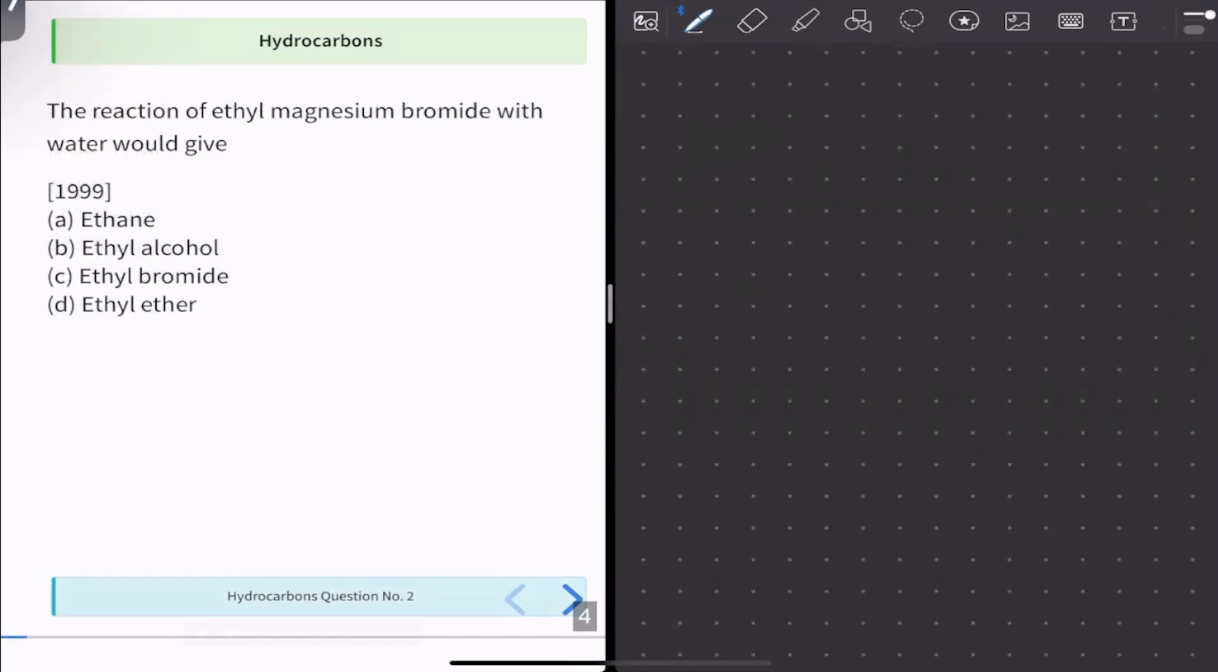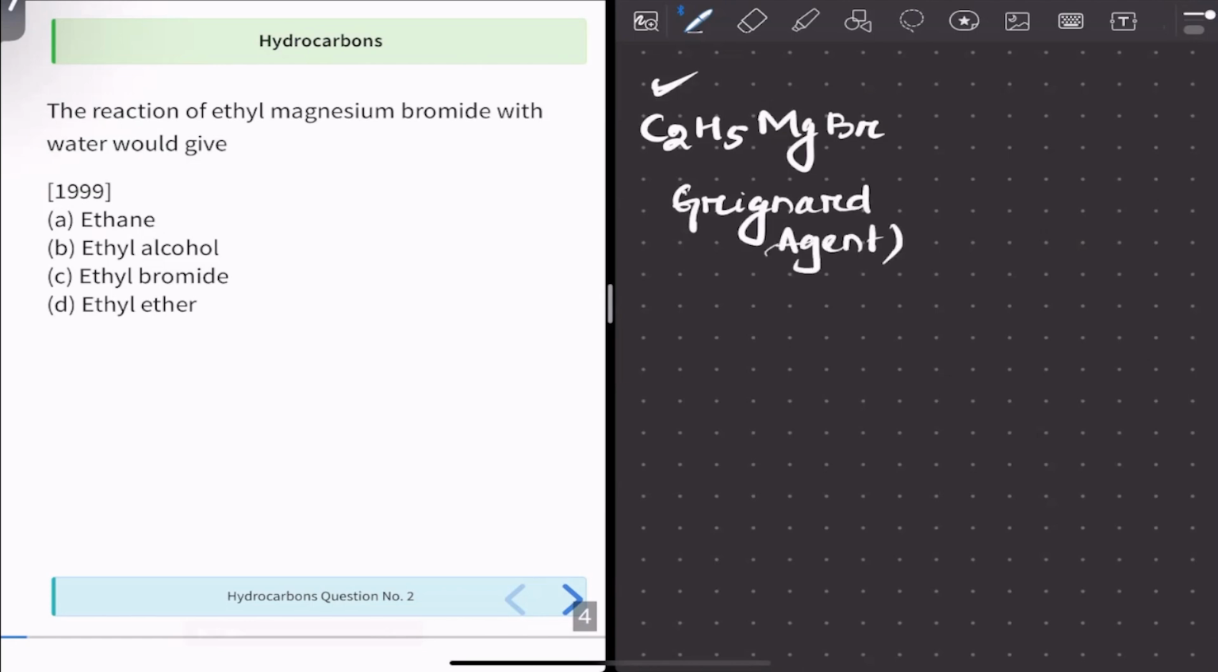Question two, the reaction of ethyl magnesium bromide with water would give. So write the equation first. Ethyl C2H5 magnesium bromide. What do we call this molecule? We call this molecule Grignard reagent. We'll know about this molecule in 12th class, more about it in the chapter haloalkane. You will know more. Okay.